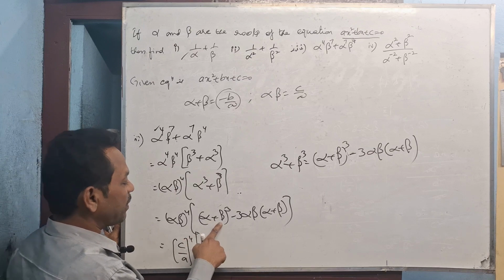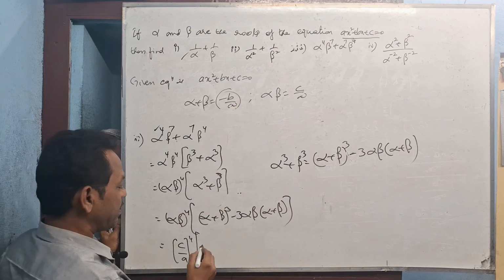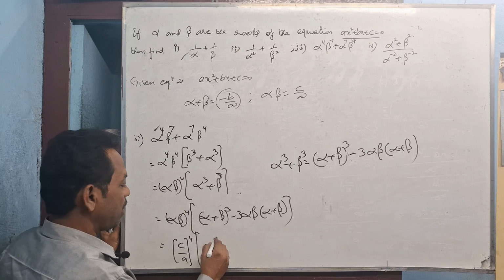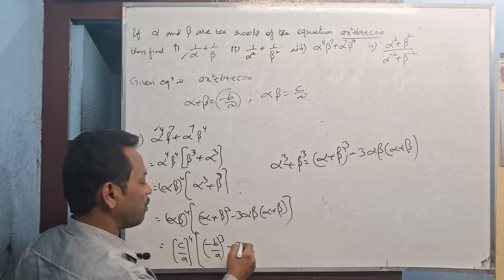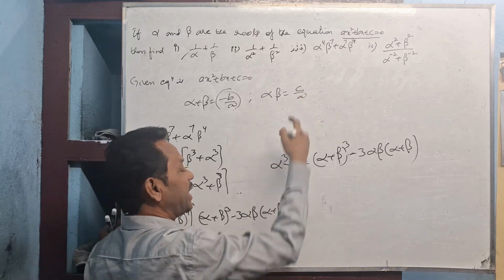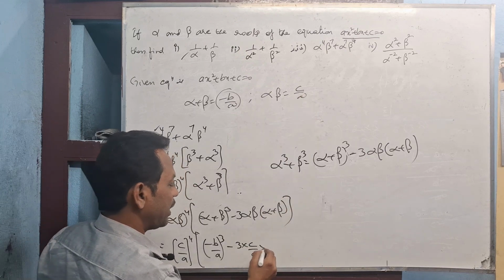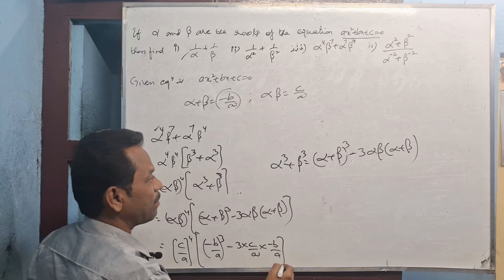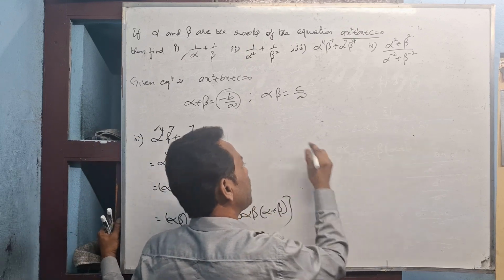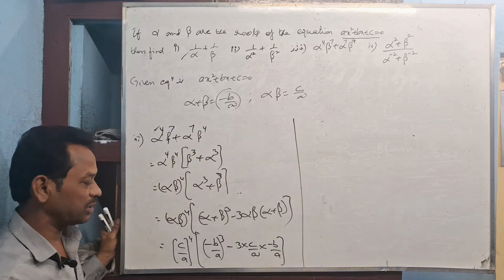And alpha plus beta, what is alpha plus beta? Minus b by a. So let me take minus b by a whole cube, since we have 3 here, let me take cube. Minus 3 into alpha beta, alpha beta again c by a, into, this is nothing but minus b by a. Okay, got it? If you have any doubts, just raise it in the comment section.